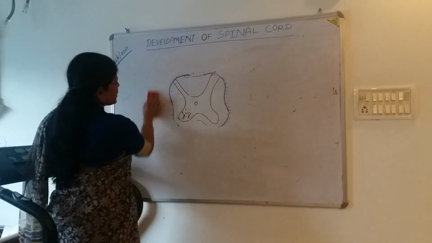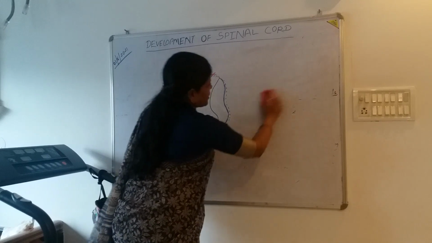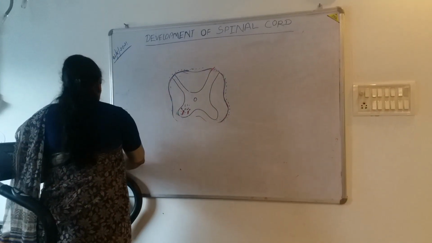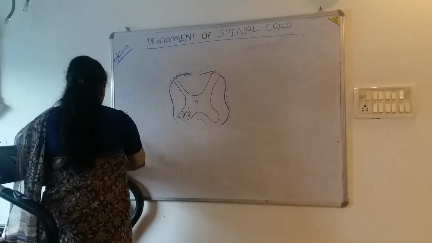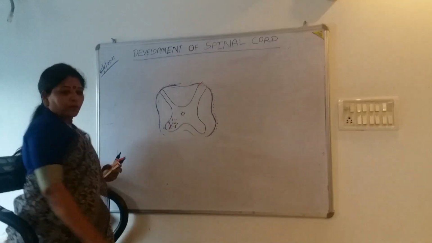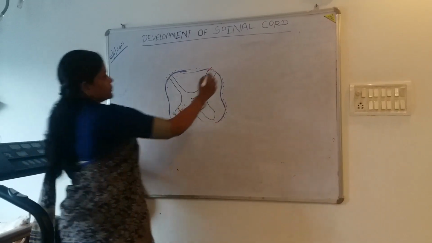Now come to the myelination of the axons in the developing spinal cord. Myelination.